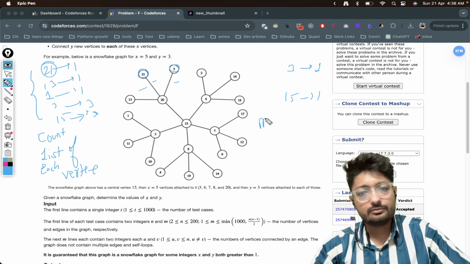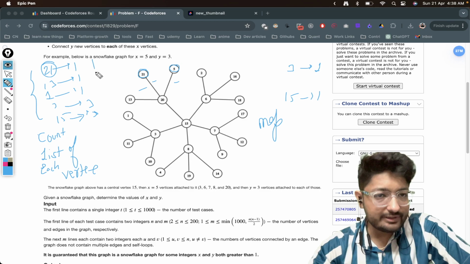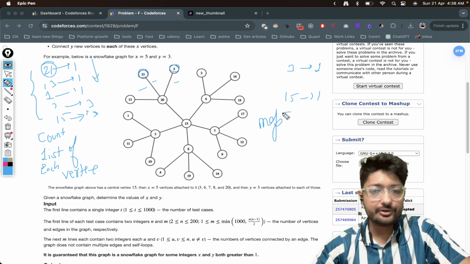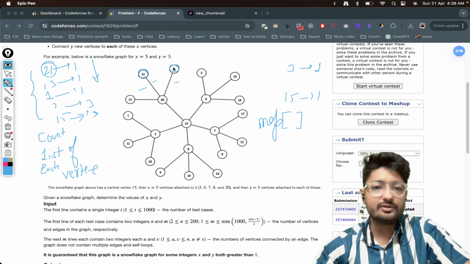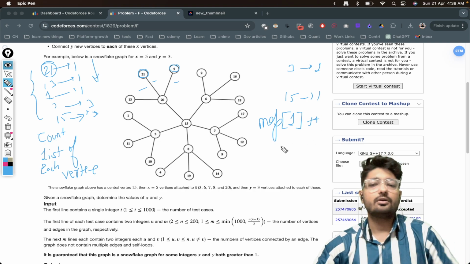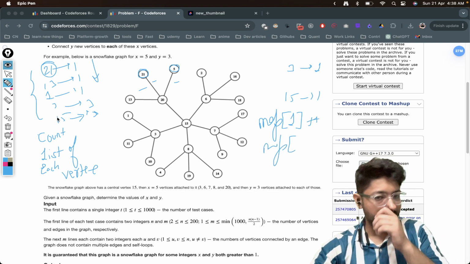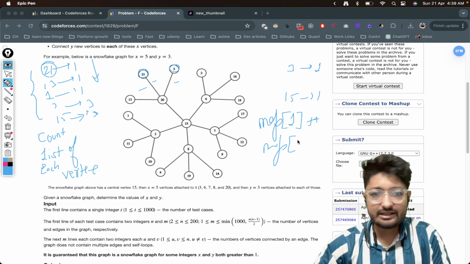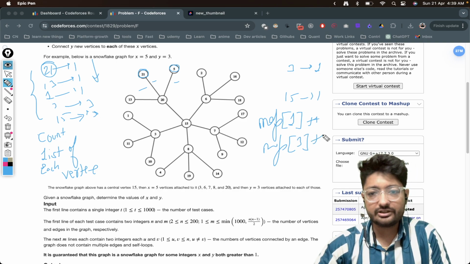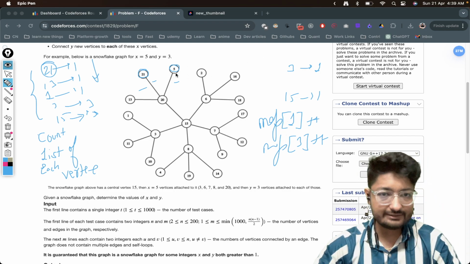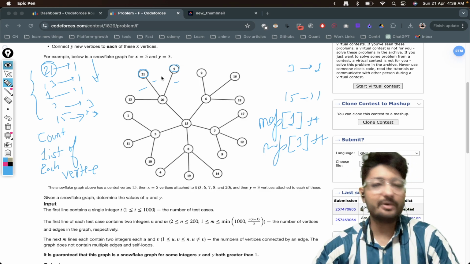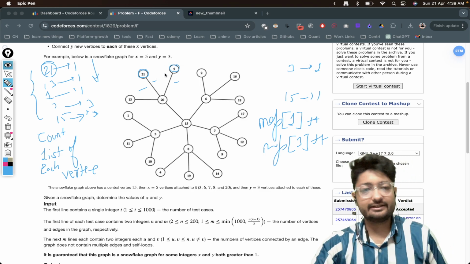So you will make a map. Iterate over this array and increment the count for whatever frequency we have. Let's say this is connected to one edge, so we have found one vertex that is connected to only one edge, so increment the count for one by one. Let's say you have a vertex that is connected to three edges, so increment the count for three by one. In the end, I'll get a map that tells us how many vertices are connected with how many edges.